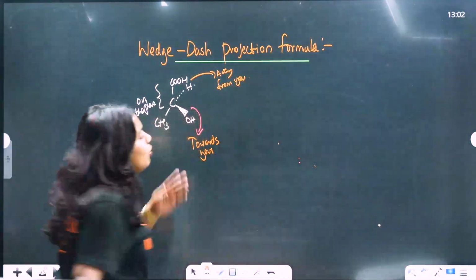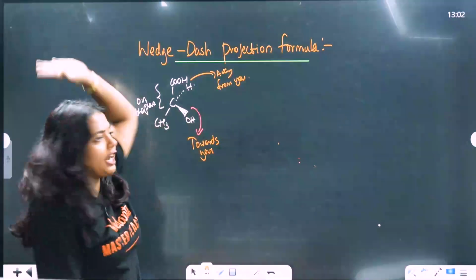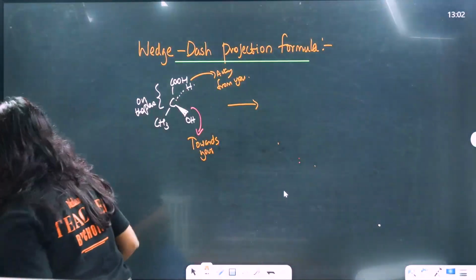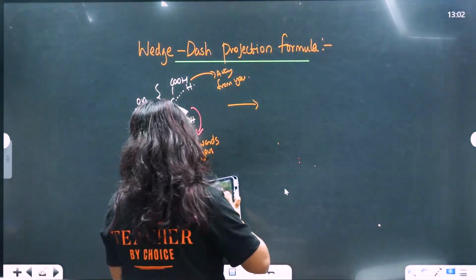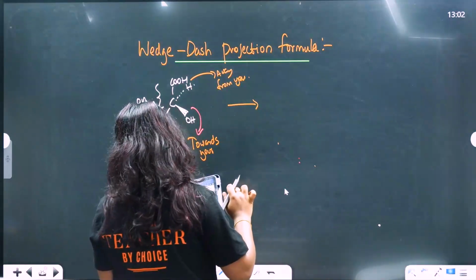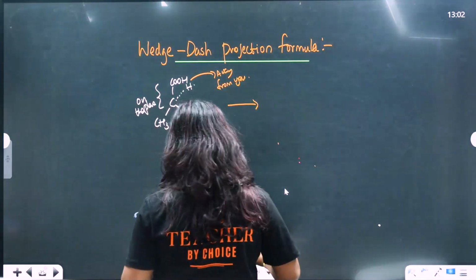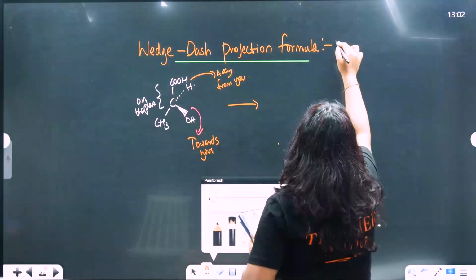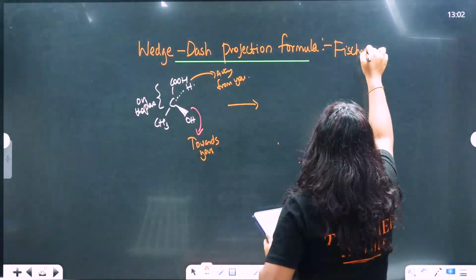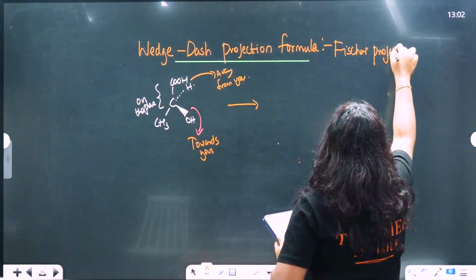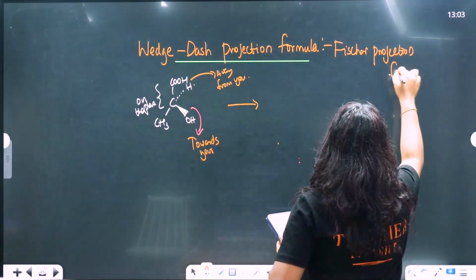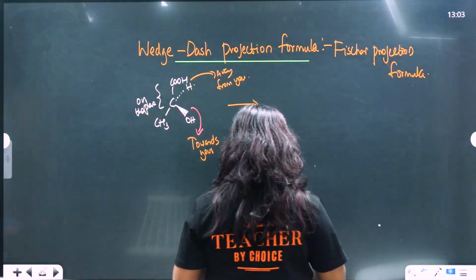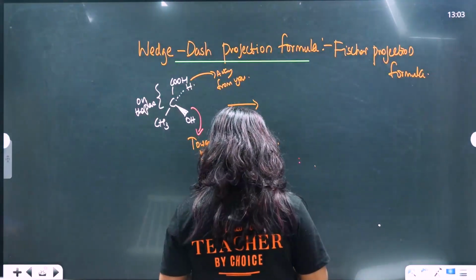Okay, when viewed in a plane, the OH is near you and the hydrogen is behind you. Now I will write the full name. Wedge dash projection formula, and you have here also the Fisher projection formula.